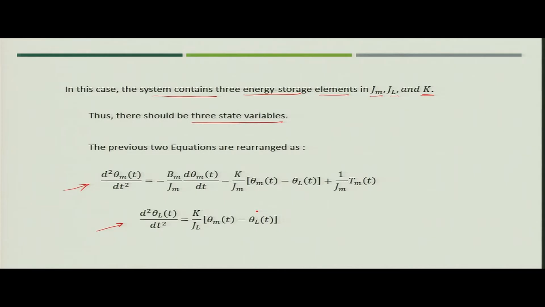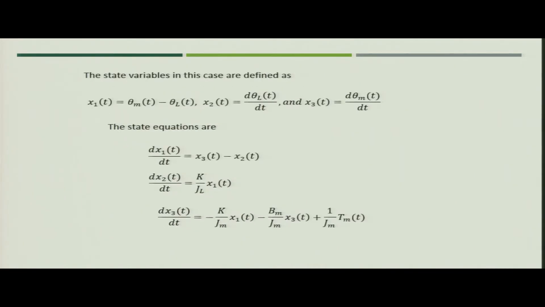Now, let us assume that we have 3 state variables: x1 is defined as theta m minus theta L, x2 is defined as d theta L by dt, and x3 is defined as d theta m by dt. So, the state equations which you can write, if you differentiate this equation, that is x1 equal to theta m minus theta L, dx1 by dt is equal to d theta m by dt minus d theta L by dt.